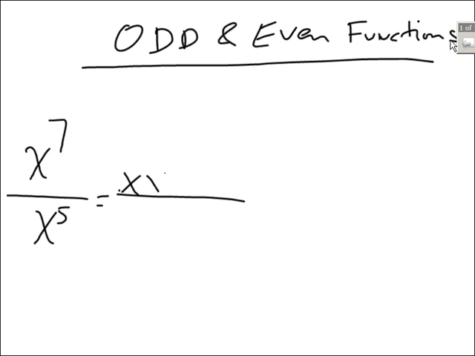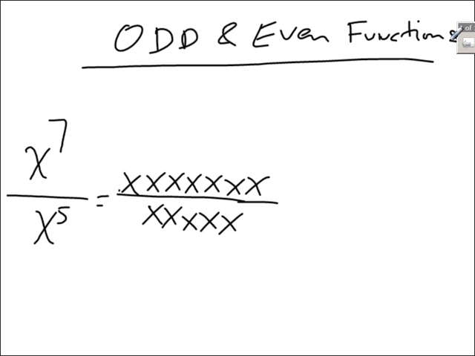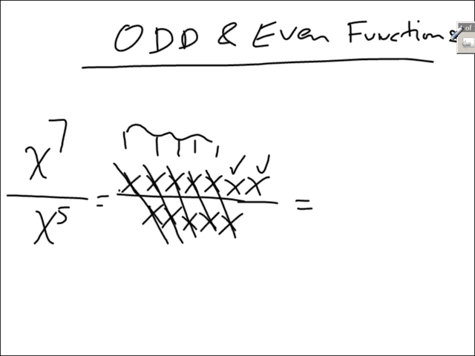remember x to the 7th means to multiply x by itself 7 times, and x to the 5th means to multiply x by itself 5 times, and x over x is 1, and x over x is 1. In fact, this is going to happen 5 times. And when you multiply all the ones, you get 1 times x squared. In fact, if you subtract the exponents, you will get the answer.